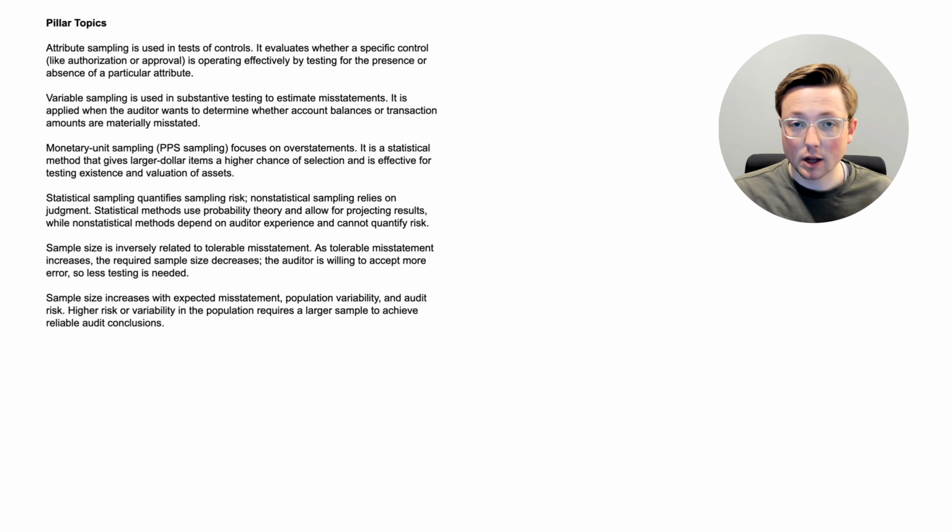So again, we learned a lot about sample size and about the sampling methods, and the biggest ones are attribute sampling, variable sampling, and a little bit about PPS sampling. But again, attribute sampling and variable sampling, biggest ones there. And we learned about statistical and non-statistical sampling a little bit as well. So again, we went over a lot in this video in this first 6 questions and the pillar topics.